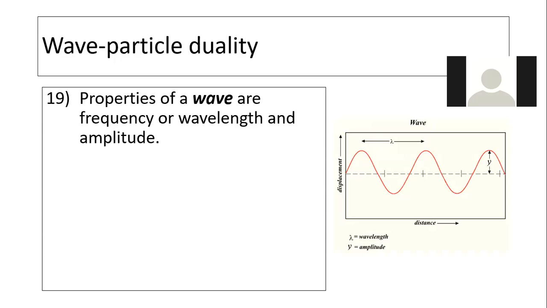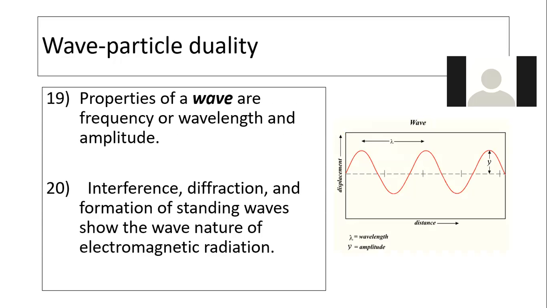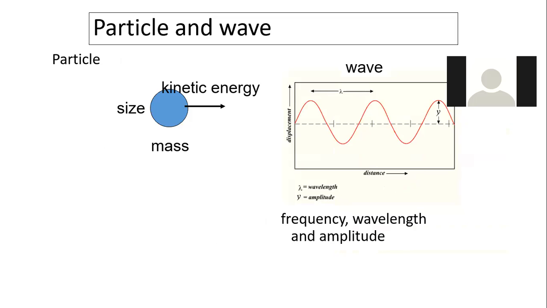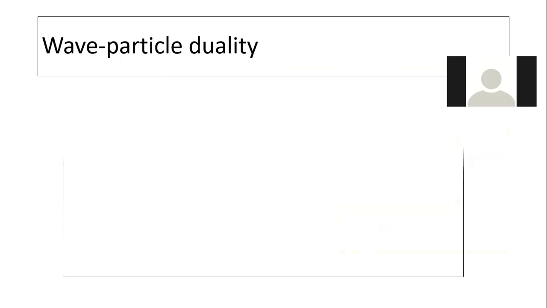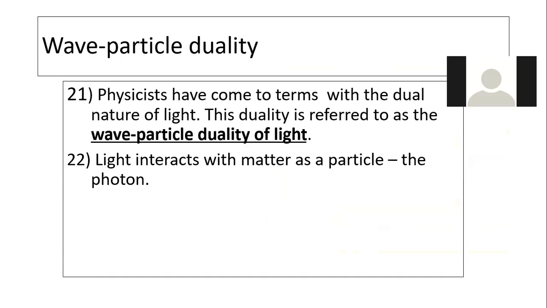Properties of wave are frequency or wavelength and amplitude. Interference, diffraction, and formation of standing waves show the wave nature of electromagnetic radiation. So this one summarizes particle or wave. Physicists have come to terms with the dual nature of light. This duality is referred to as wave-particle duality of light, having two different natures. Light interacts with matter as particle, the photon. Light travels through space as wave.